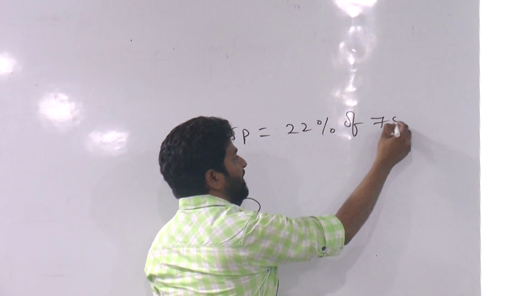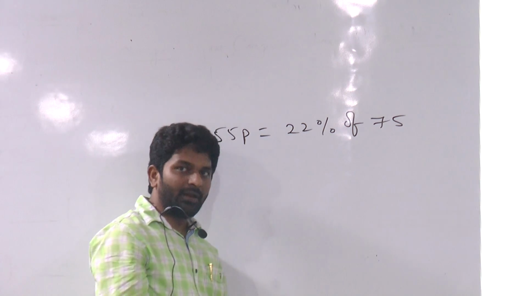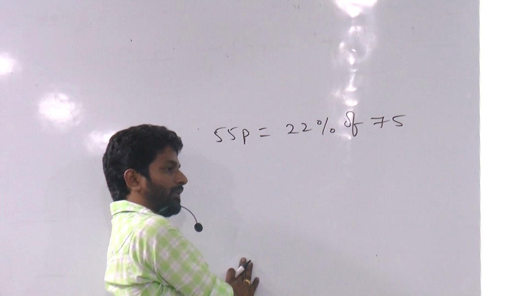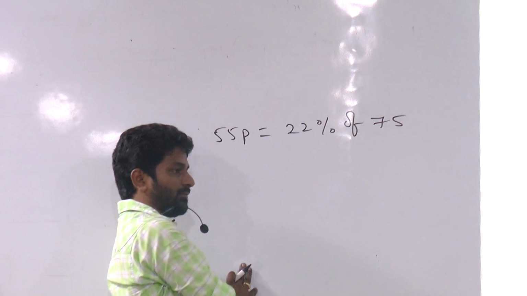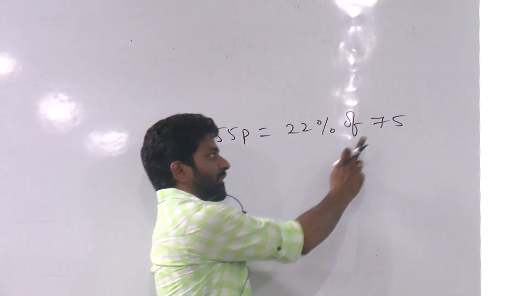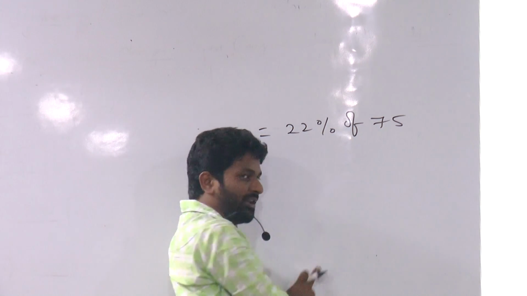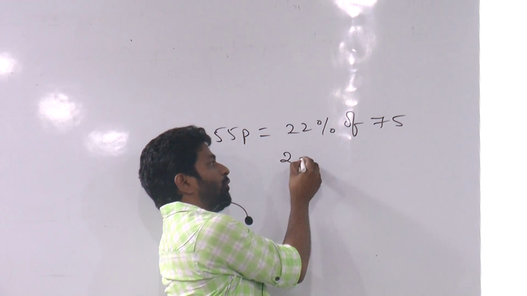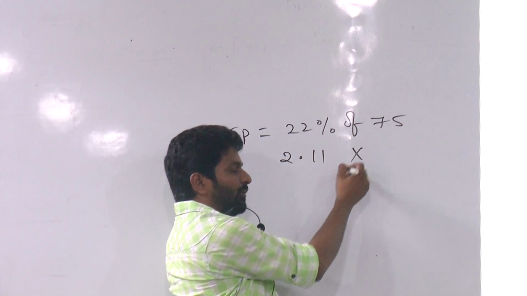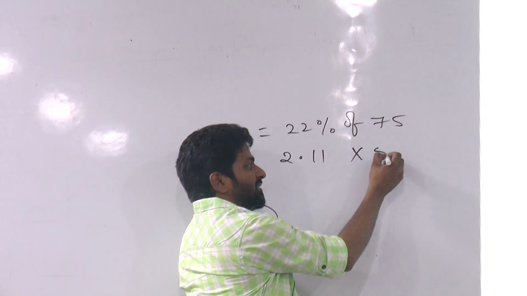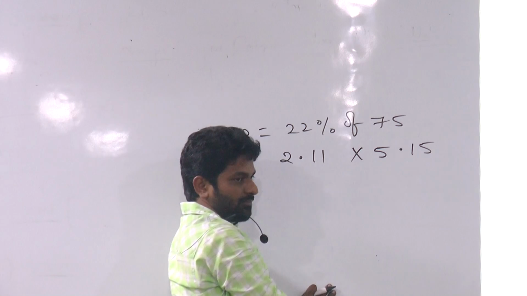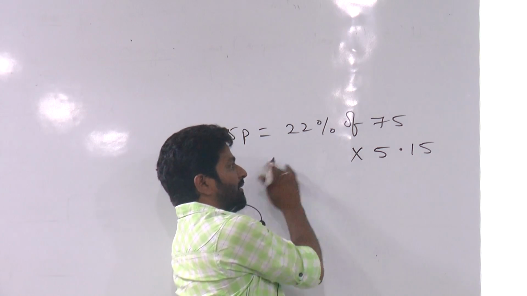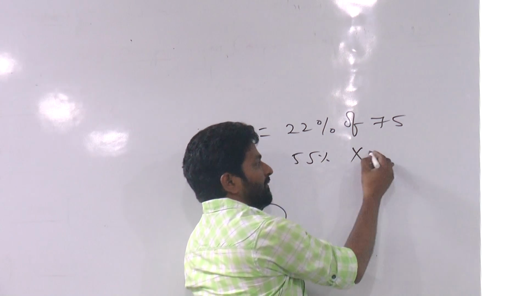22% of 75, right? Yes or no? Now, this is an 11 multiple and this is a 5 multiple. 5 how many times is 75? 15 times. So let me assume this number as 2 into 11, and write this number as 5 into 15. Take 2 to this side and 5 to this side. That will be 55% of 30.